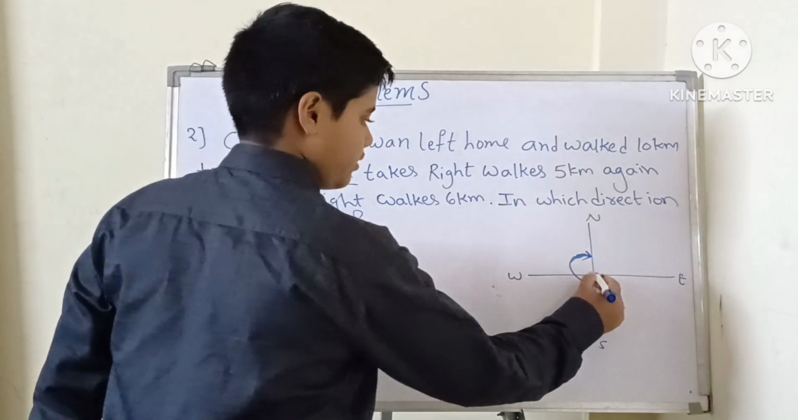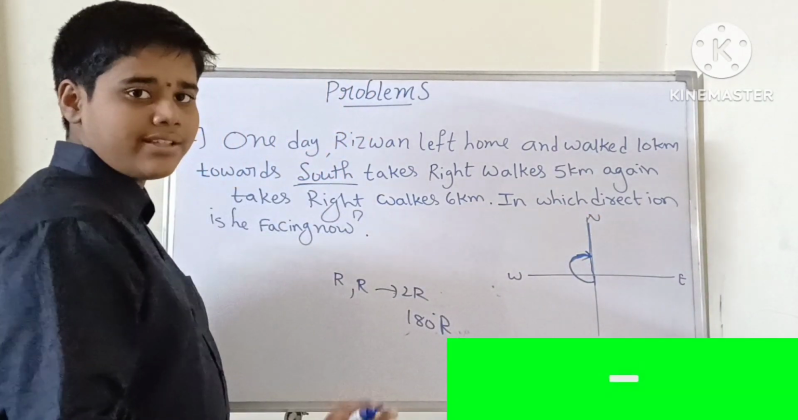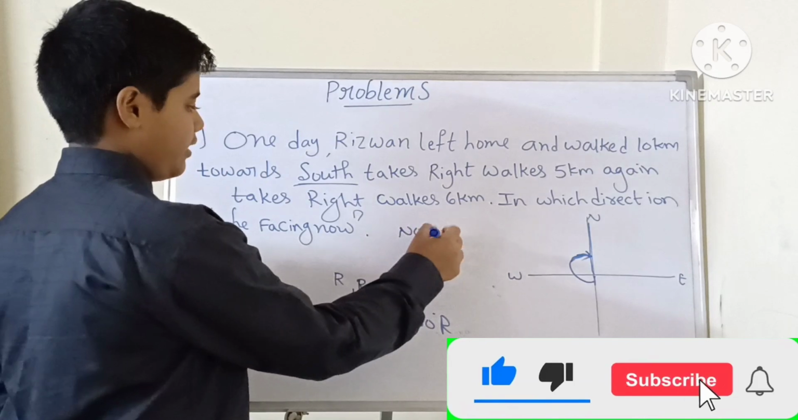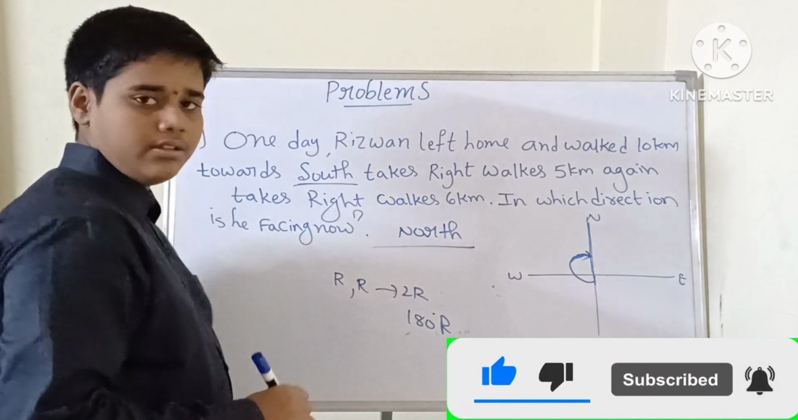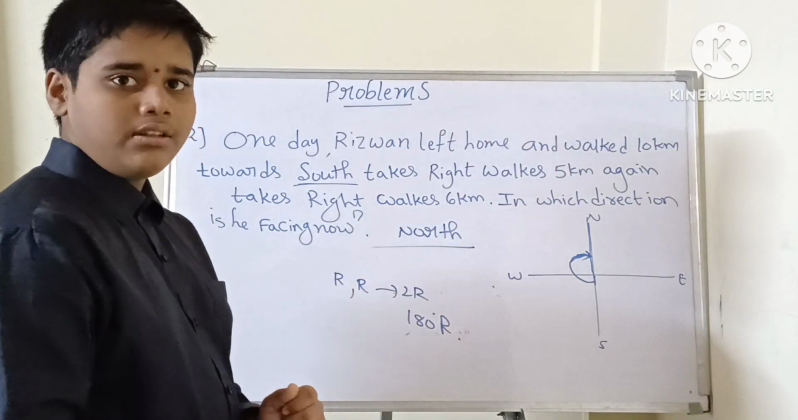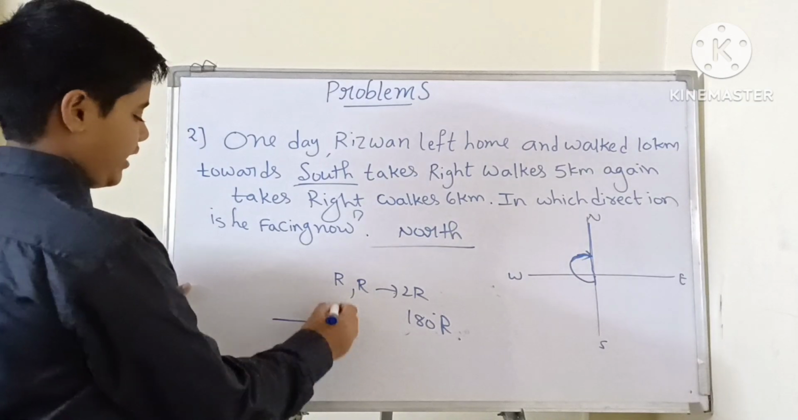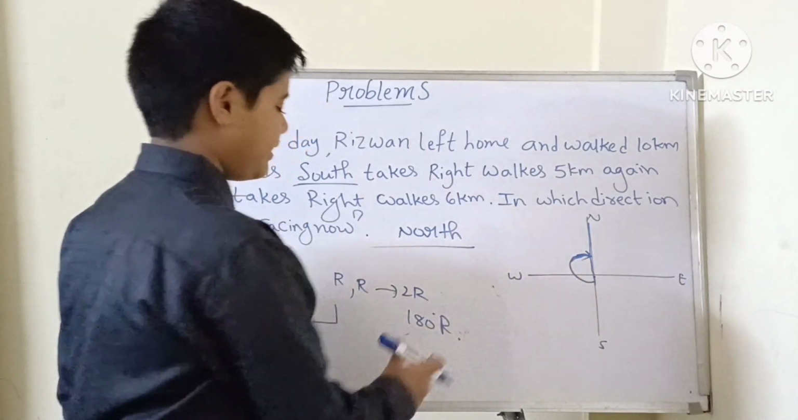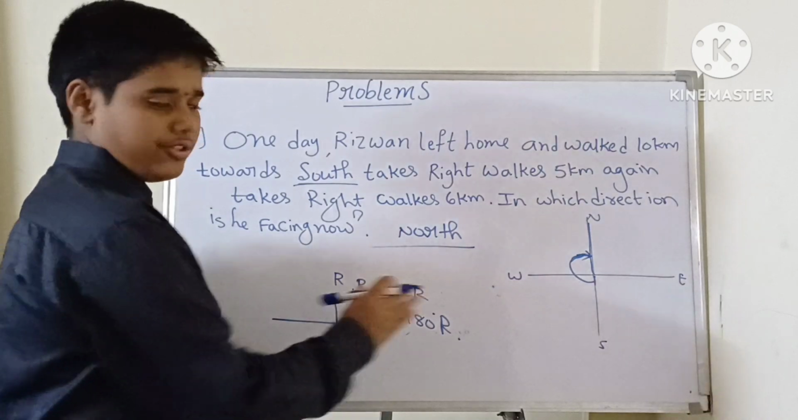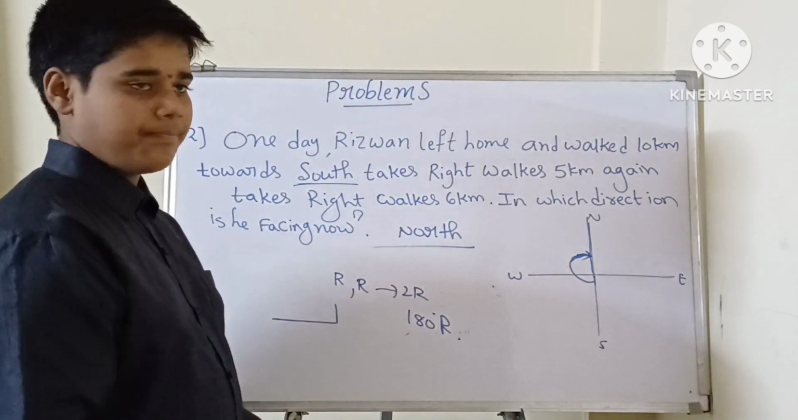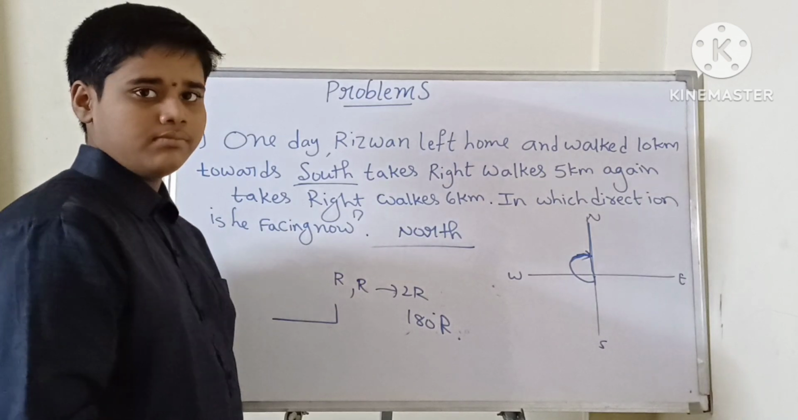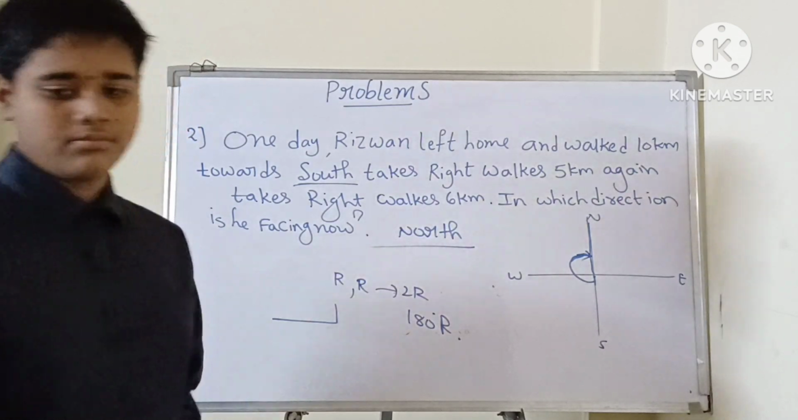Okay, so this is north. Now he is facing north. This is one of the tricks, or if you want, you can draw a diagram, your wish. This is an easy method for questions like this. Okay, so this is the second problem.